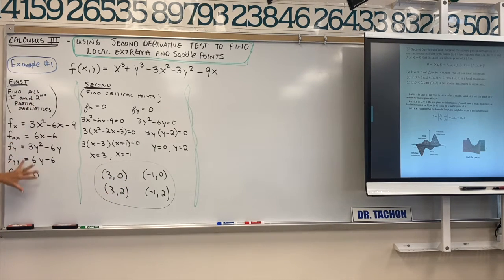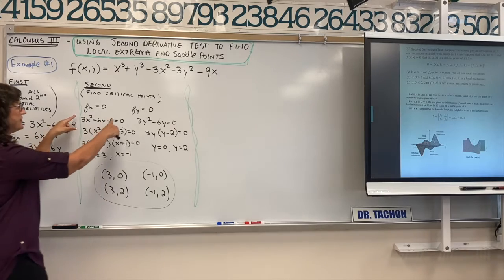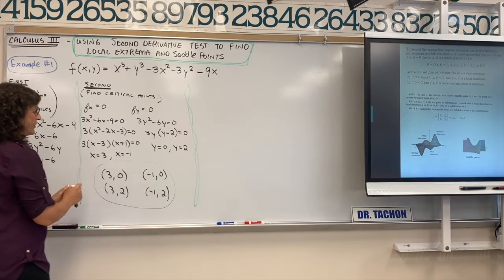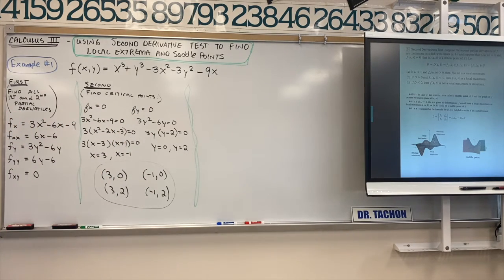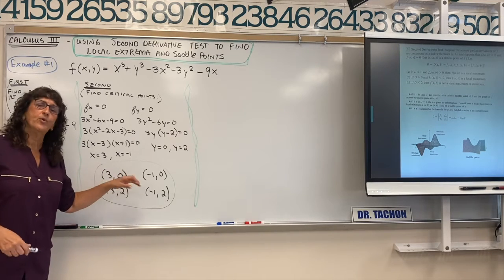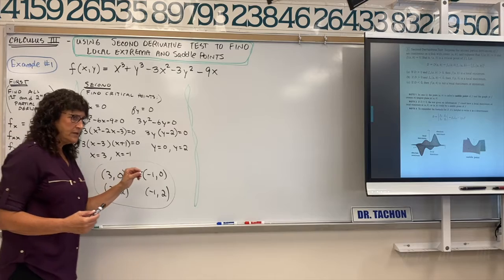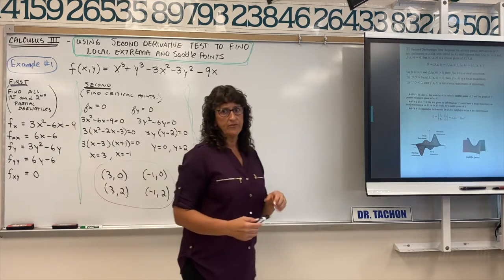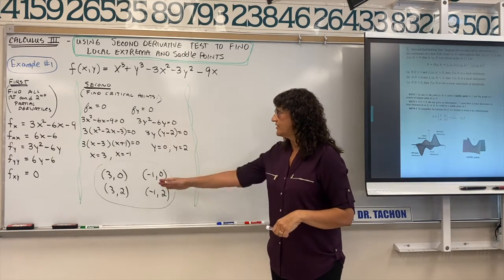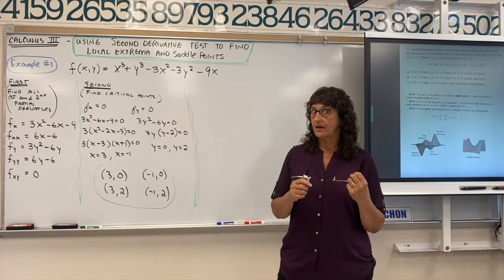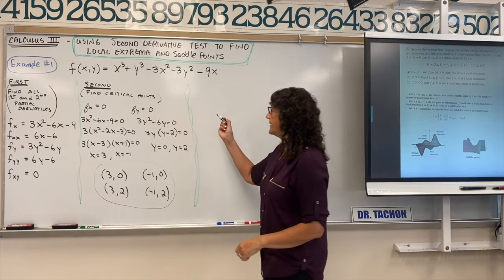So step 1, we found all of our partials. All right, step 2, let's get those critical points. First partials equal to 0, get your critical points. We've got 4 of them, all right? Now that we know the critical points, let's determine, are they local extrema or do we have a saddle point? So step 3, we're going to take our critical points and figure out what they are. We're going to classify them, okay?